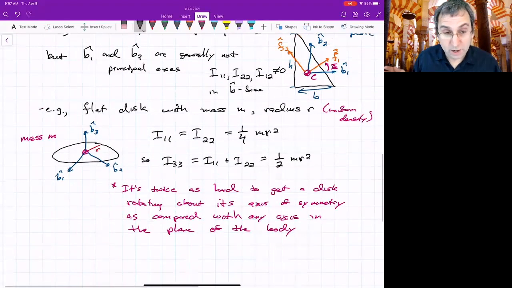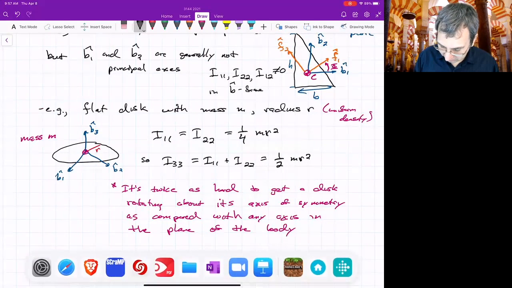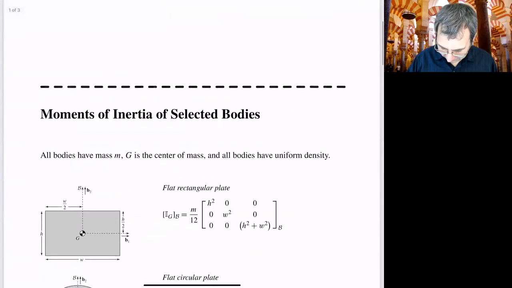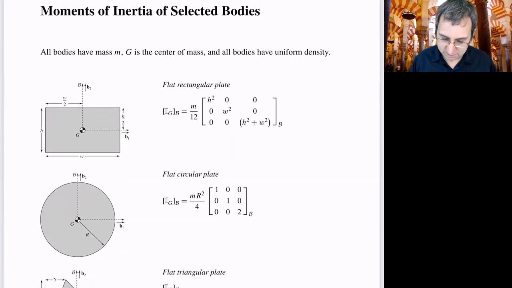Interesting. You could look up things like the center of mass and the moment of inertia for some standard bodies. This is moments of inertia of selected bodies. Flat rectangular plate, and this uses the symbol G for the center of mass, but I think you can figure it out. This is saying for the flat rectangular plate, here are the moments of inertia, and this is already using that approximation, because notice the I33 component is equal to I11 plus I22. Plus, the way they've chosen the directions, B1 along the width and B2 along the height, are already principal axis directions.